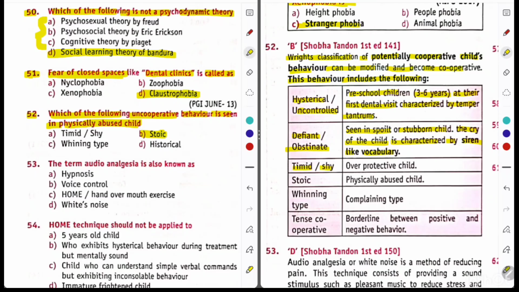Timid or shy behavior is seen in overprotective child. Stoic behavior is seen in physically abused child. Whining type behavior is seen in complaining type of child. Tense cooperative behavior is borderline between positive and negative behavior.